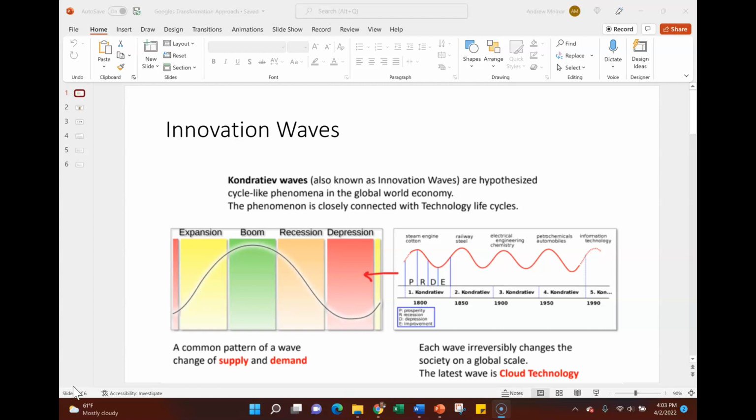So on the right-hand picture, you see the waves that demonstrate that irreversible change that society has gone through on a global scale. And generally we underpin these based on technological advancements. You can see those technological advancements listed at the top of the graph on the right, based on various industries. Now the idea here in the modern world is that Google would suggest that we're in a wave now of cloud technology and this information technology transformation.